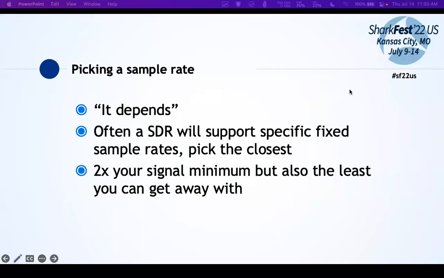So how do you pick that sample rate? Well, it depends. Most of the SDRs have a set of sample rates that they will return to you. You don't get to pick arbitrarily random ones. So basically, you're just going to end up picking the nearest one that's at least twice your signal and figuring out the rest with math. So now we're getting samples.